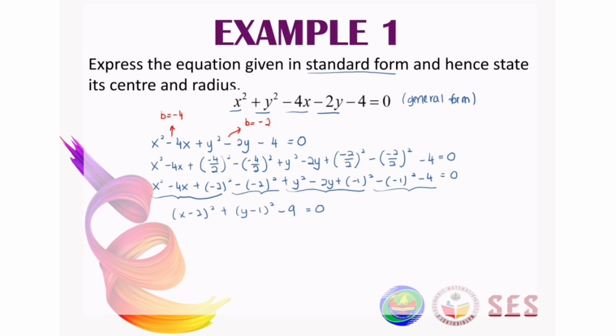If you still remember, the standard form of a circle is x minus h squared plus y minus k squared equals r squared. Let us rearrange our solution to get it in standard form. So we have x minus 2 squared plus y minus 1 squared equals 9 on the right hand side, and we change the 9 to 3 squared.